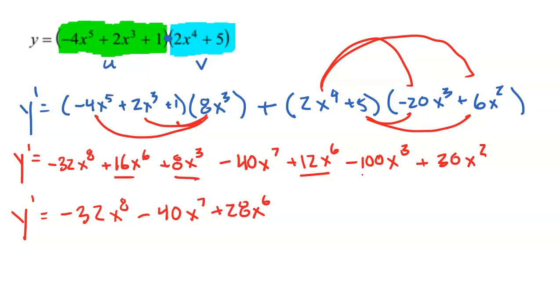I have an 8x cubed and a negative 100x cubed. That's going to be a negative 92x cubed. And then finally a 30x squared. I'm warning you, for a lot of students, that algebra after the product rule is the toughest part. Take your time. Product rule is actually quite easy.